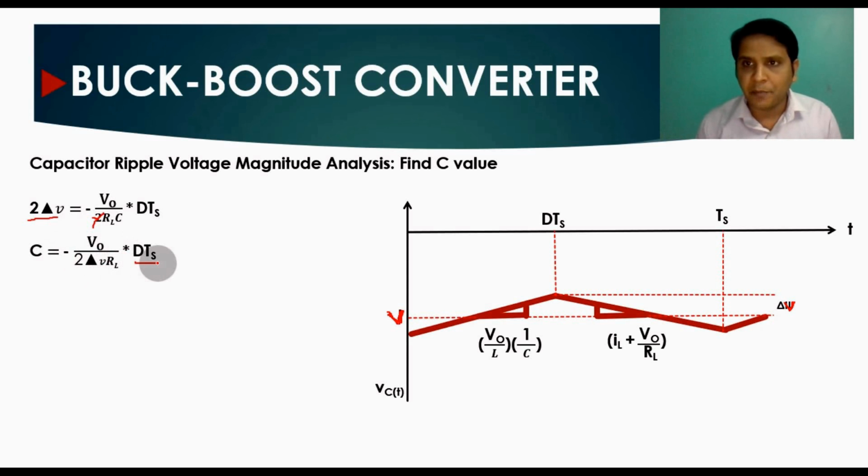What will happen if the switch is at position A? What will happen if your switch is at position B? How do you do inductor volt-second balance analysis and find the transfer function for the buck boost converter? How do you do capacitor charge balance analysis and find the inductor current, and then how will you find the inductance value and how do you find the capacitance value? Okay, hope you understand all these things.